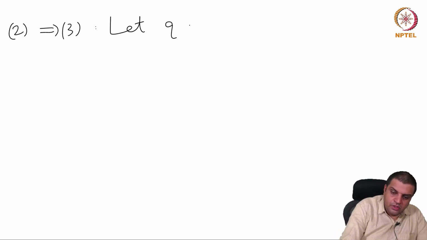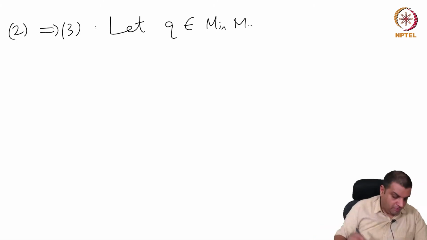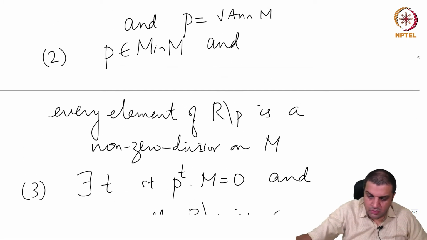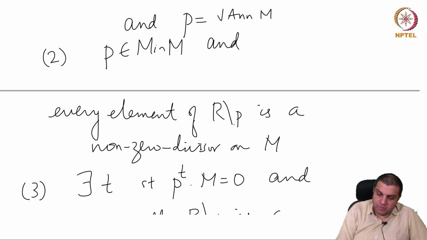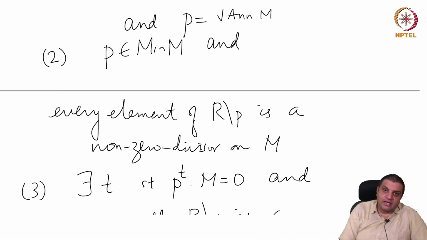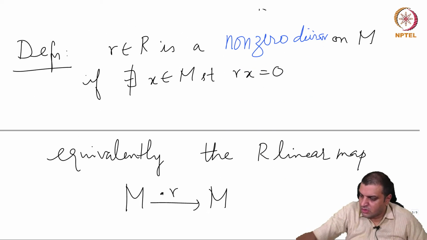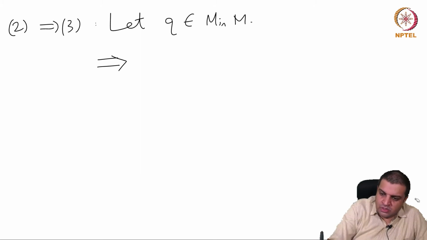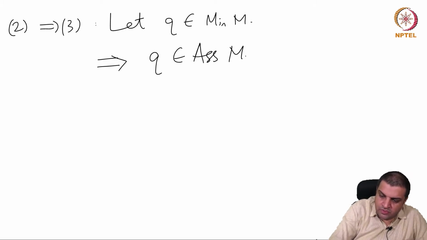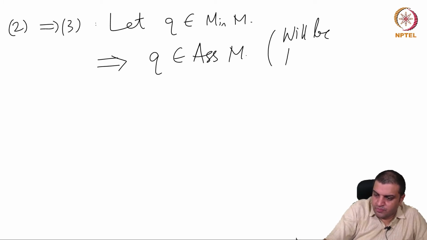Let Q be a minimal prime of M. So P is a minimal prime of M, and every element of R but not in P is a non-zero divisor on M, which means that one cannot have associated primes outside of P. Remember that associated primes contain zero divisors, because if Q is an associated prime, Q must kill something inside M. So if Q is a minimal prime, I will have to use the fact that minimal primes are associated, which will be proved shortly.